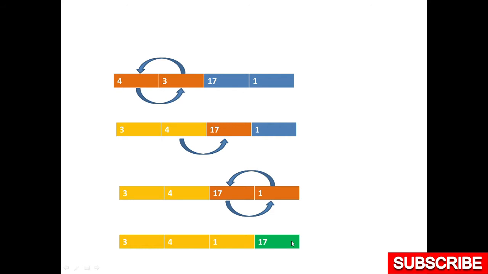The point to notice here is that after the first iteration, the largest value of this array, that is 17, is at the last index, or we can say it is at the right place. Now we'll see the second iteration, the second loop. We will again compare from the 0th index, but only up to the second last index now, because the last index is already occupied by the largest element of our array.